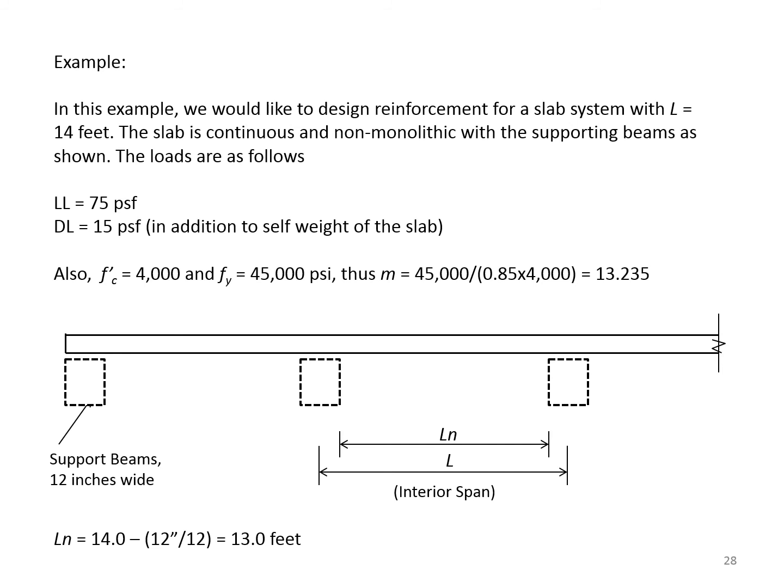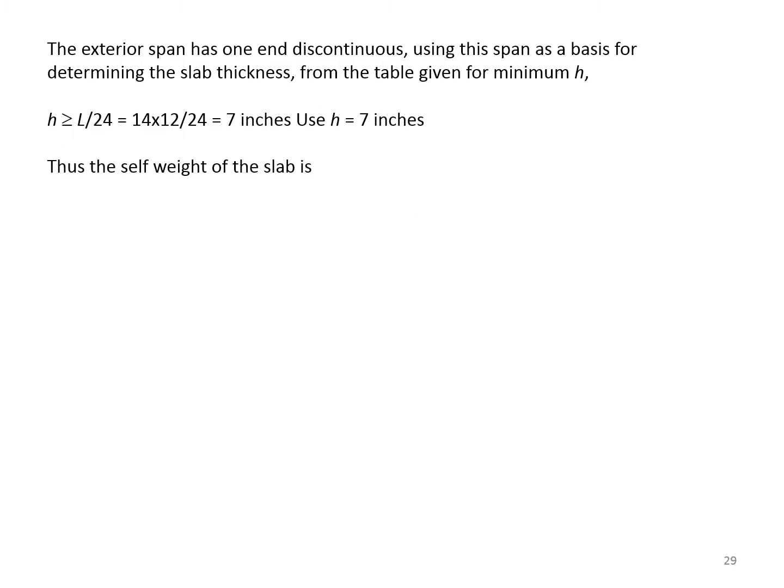Because the support width is equal to 12 inches, therefore ln would be equal to 13 feet. The exterior span has one end discontinuous. Using this span as a basis for determining the slab thickness, from the table given for minimum h, we find out that the minimum h has to be L over 24. Turns out this value is 7 inches.